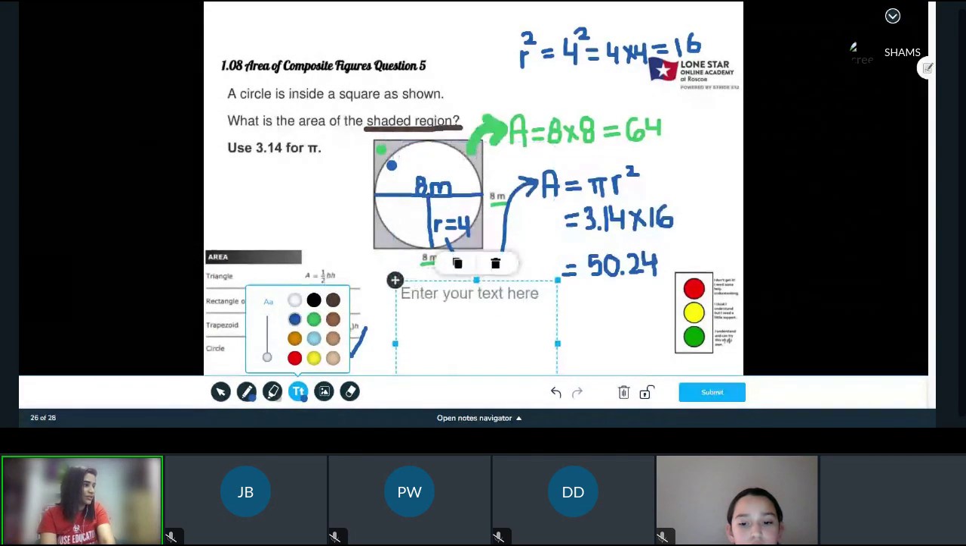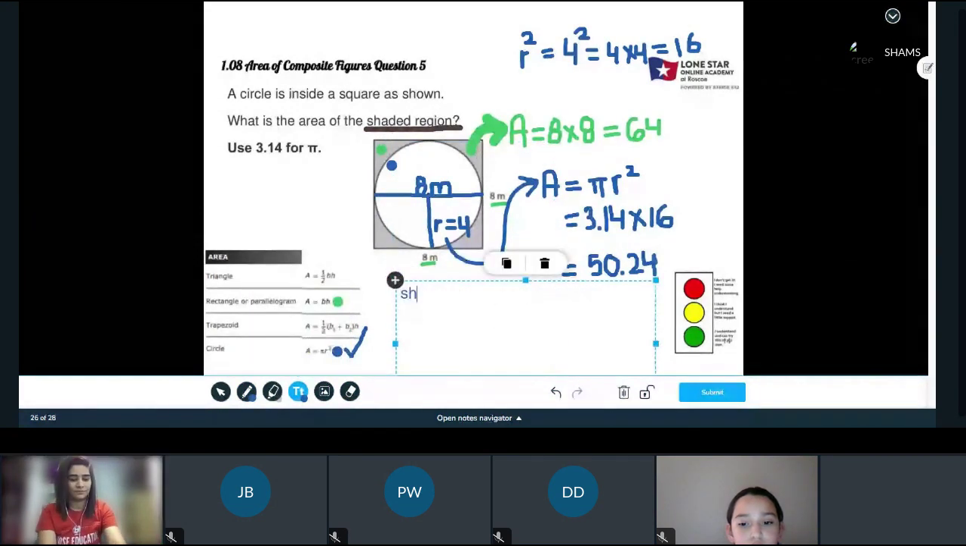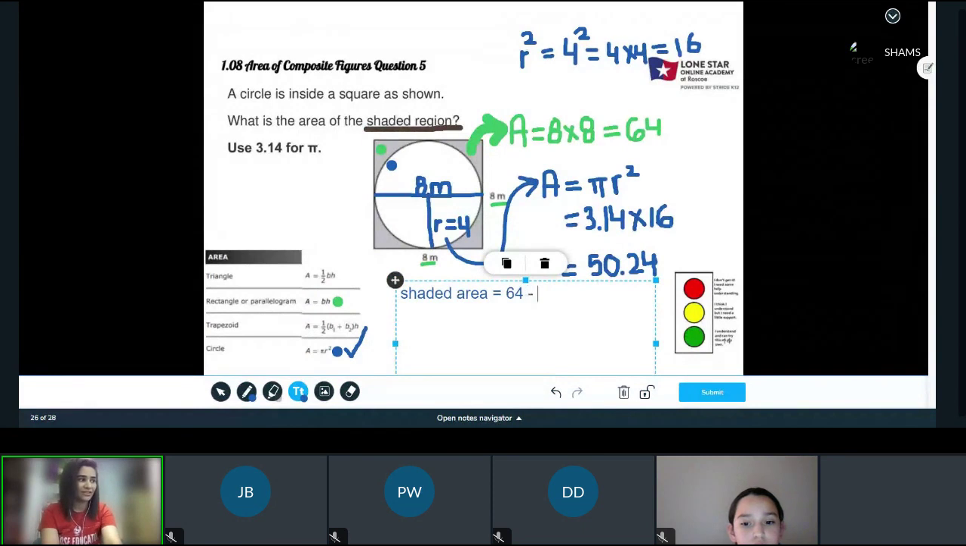So if I'm finding the shaded area, I will say area of the square, that is 64, minus area of the circle, that is 50.24. That will give me area of the shaded region. And that will equal 13.76. Units are squared meters.